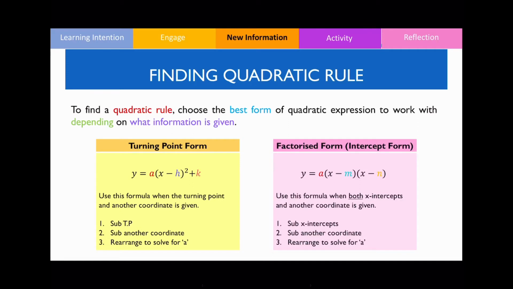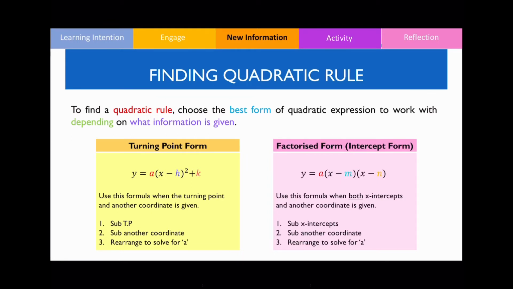If you are trying to find the quadratic rule for any given parabola, what you need to be able to recognize is the best form to represent it, and this will be dependent on what information and what coordinates are given to you in the particular problem. When you are writing the equation, you're either going to be representing this in the turning point form, or alternatively, you're going to be writing this in the factorized form, okay?